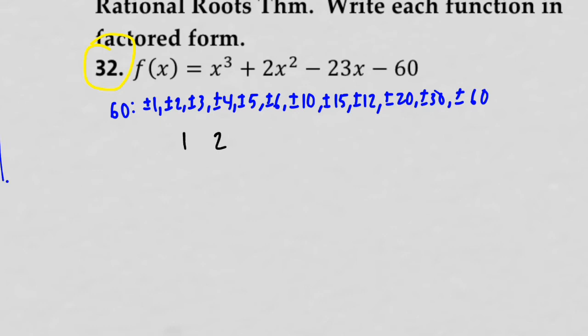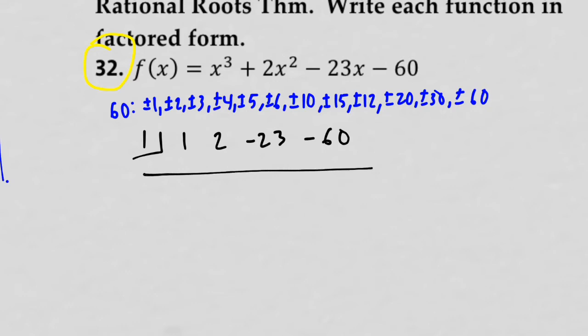1, 2, negative 23, and negative 60, right? That's what you're going to do. You're going to put all those numbers and get ready for synthetic substitution, synthetic division. I'm going to start with 1 because I always hope that that is one of the zeros. It's the easiest one to test.